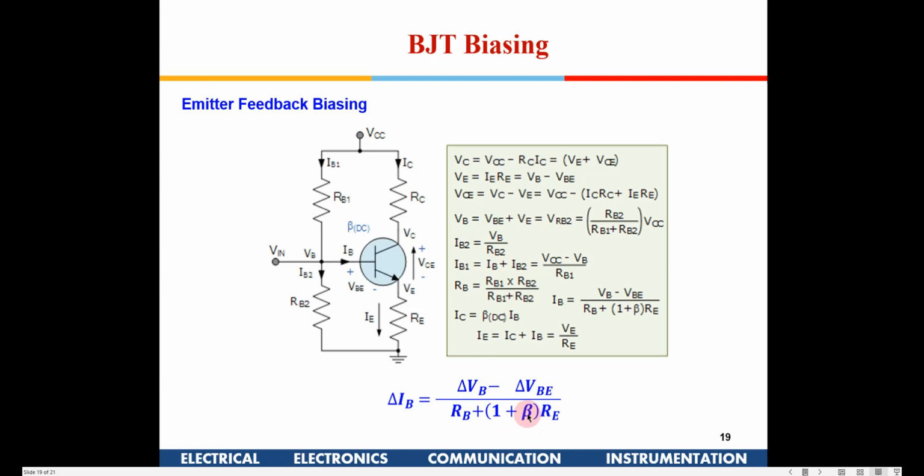Now beta, we said, is going to be in the order of 200, and even if I put a 10K resistance here, 200 into 10K is 2000K, or 2 mega ohm, right? So you will find that this variation in voltage is not going to create a big variation in IB. Similarly, the variation in VBE with temperature is not going to create a variation in IB, because in the denominator you have 1 plus beta RE, where beta is around 200 and RE will be a few kilo ohms. So you will find in the denominator you have something in the mega ohm region.